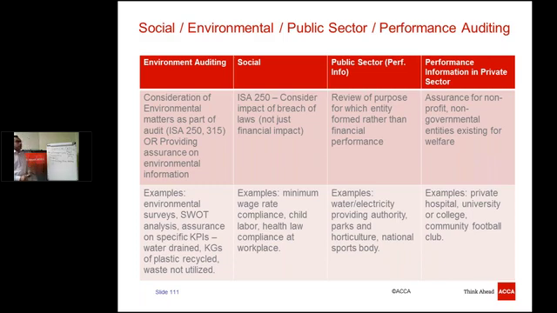No. Now, how does this flavor change when you move from performance information to private sector? So it changes, as is mentioned over here. So it's assurance for non-profit, non-governmental entities existing for welfare. So these could be charities, private hospitals, universities, colleges, football clubs, community football clubs, for example, or other sports clubs, right? And all of these could be included as part of performance information auditing in the public sector. So this table basically explains to you the differences between approaches for these four.